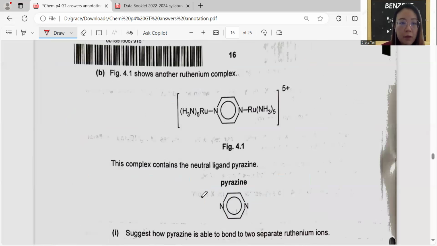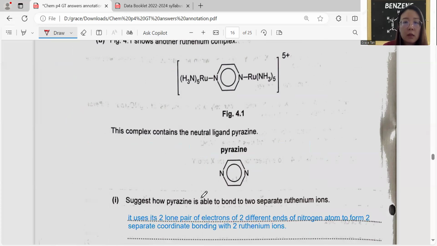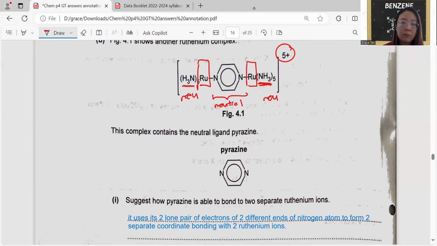So figure 4.1 shows another ruthenium complex. This complex contains the neutral ligand. Now, when I look at this, this part is neutral. Ammonia, NH3, is neutral. Everything here is neutral. So the only one that is responsible for the 5 positive charge is your ruthenium, because all the ligands here are neutral.